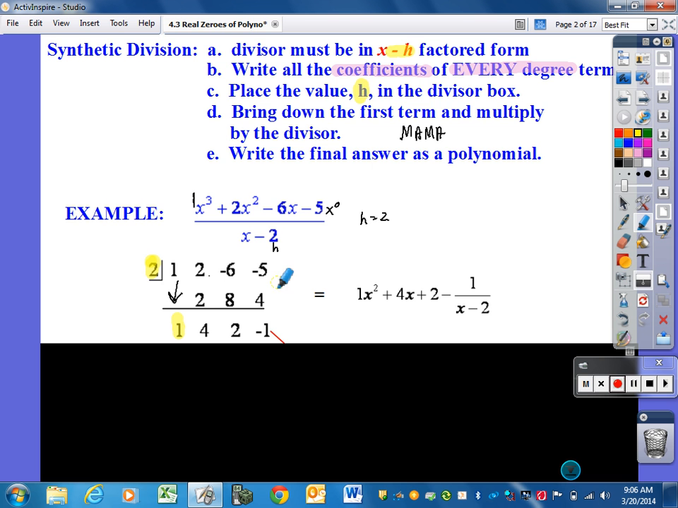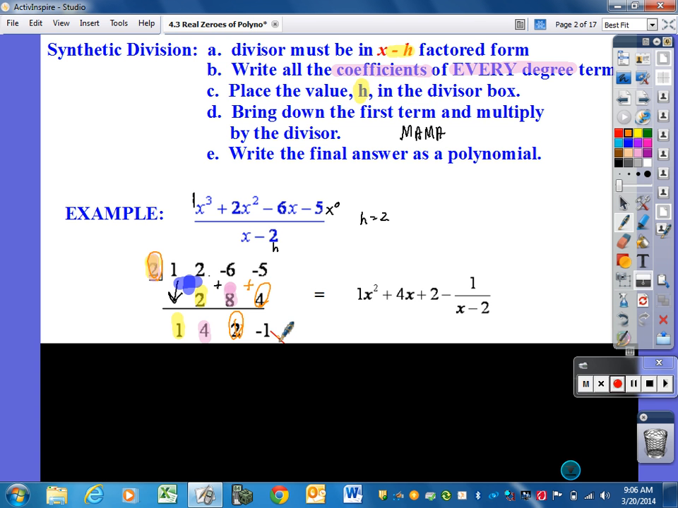2 times 1 is 2. Then here is where I add. 2 plus 2 is 4. Come back to my mama. 4 times 2 is 8. Then I add. Negative 6 and 8 is 2. I still have more multiplying. 2 times 2 is 4. Then I add. Negative 5 plus 4 is negative 1.